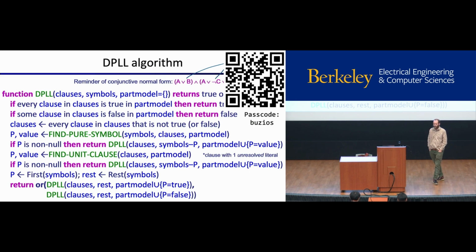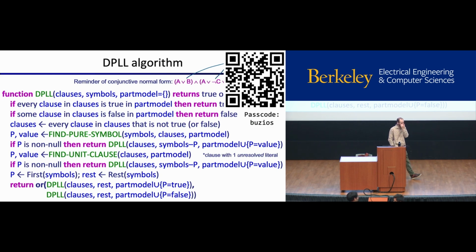Yeah, it's not trivial, but you can do it in constant time. Okay, for the pure symbols part, you can just keep track of all the clauses where it appears in the positive form and where it appears in the negative form. When clauses are satisfied, you cross them off that list, so you can have pointers that take you straight there. I think that's probably enough to do it in constant time.